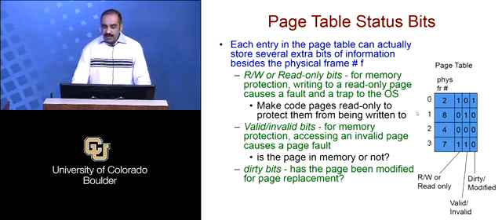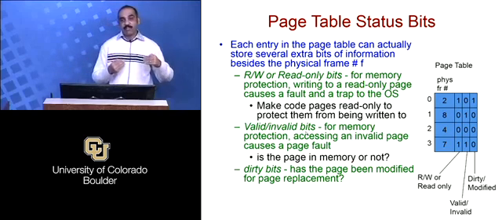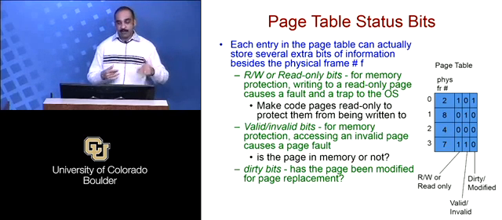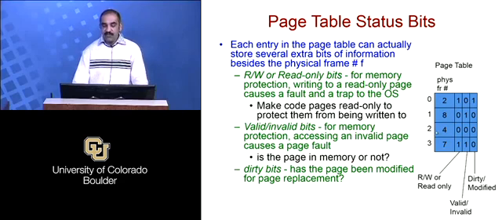In general, your page table actually stores lots of other bits. There is a read-write bit or read-only bit, which tells you whether that page can be written or not, okay? There is a valid or invalid bit, which tells you whether a particular entry in the page table is valid or not. If it is not valid, that means that page is not loaded in memory. And then the dirty bit that we just talked about, which says the page has been modified after it was loaded in memory.